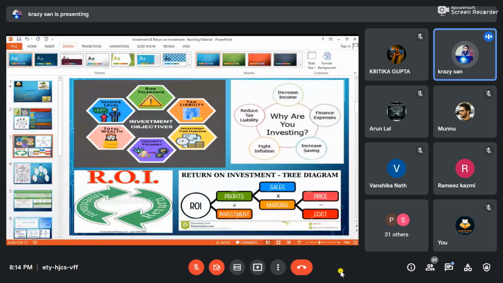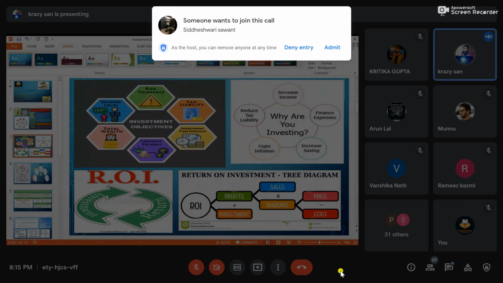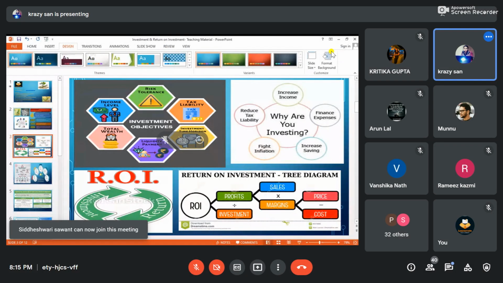These are the objectives, meaning why you are investing has to be properly calculated by you, in order to increase your income. Your expenses are being financed by someone and you need to pay them, so that's why you are thinking of or in favor of doing investment and increasing your savings, fighting inflation, or trying to reduce your tax liability. So investment objectives along with the purpose of investing have to be understood very properly by any individual or company. Then only a higher return on investment by that particular person or company is possible.